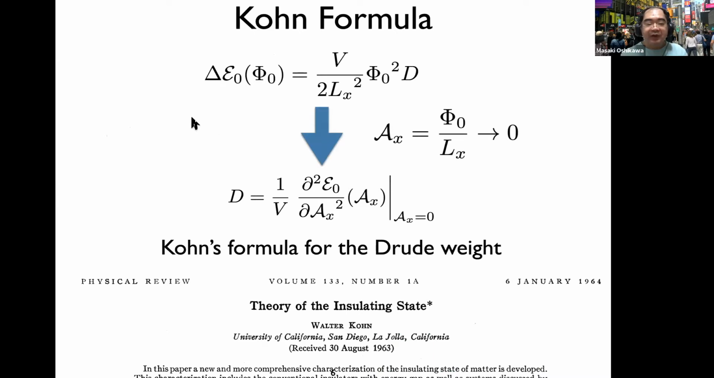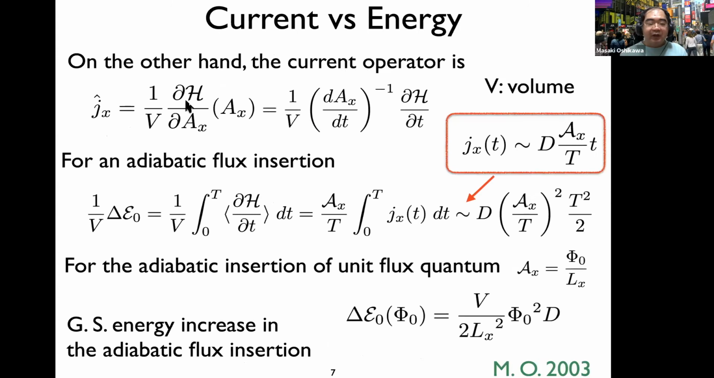Sorry, I removed one important slide, maybe I changed the order of the slides. Sorry about that. So this previous observation leads to this relation between current and energy. That is, the current operator is always given by the derivative of the Hamiltonian by the vector potential, divided by volume, that's the current density. So you can relate current to the derivative of the Hamiltonian. If you integrate both sides, then the integration of current is related to the increase of the energy.